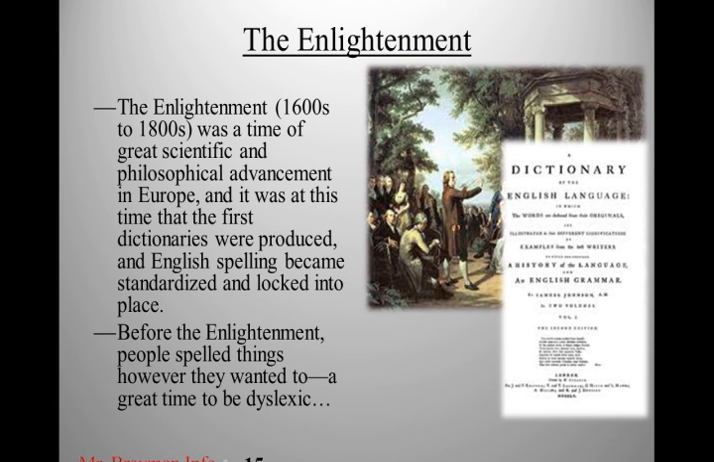Before the Enlightenment, it was a great time to be dyslexic. I mean, it's almost like everybody was dyslexic. But after the Enlightenment, there's only one way to spell cat. There's only one way to spell house, and it has that weird silent E at the end.